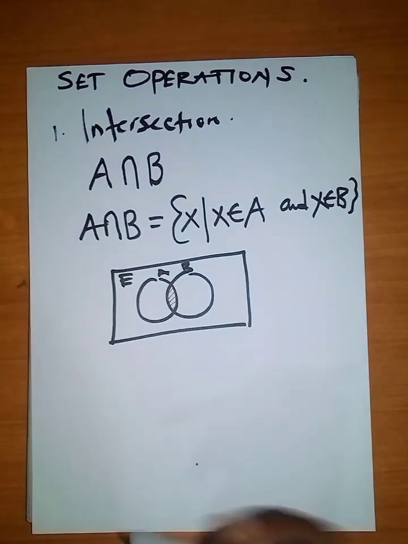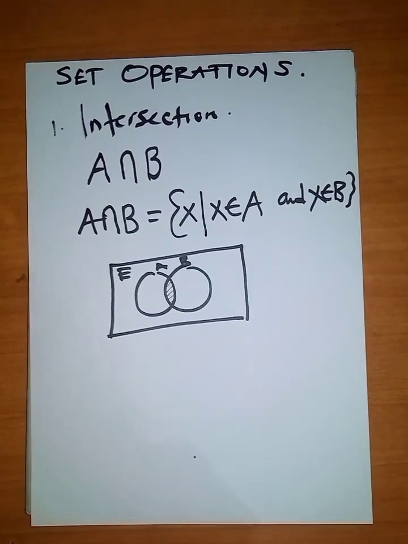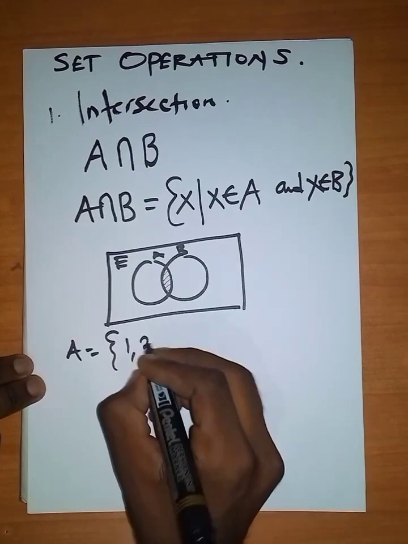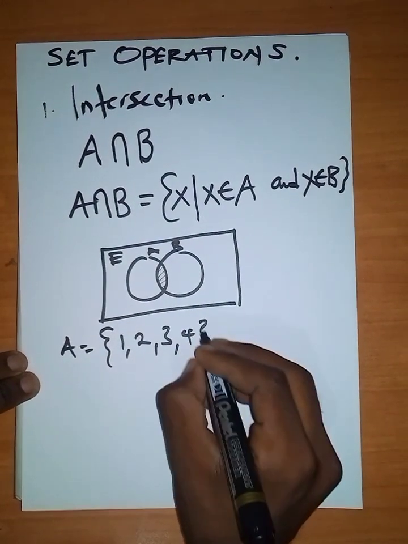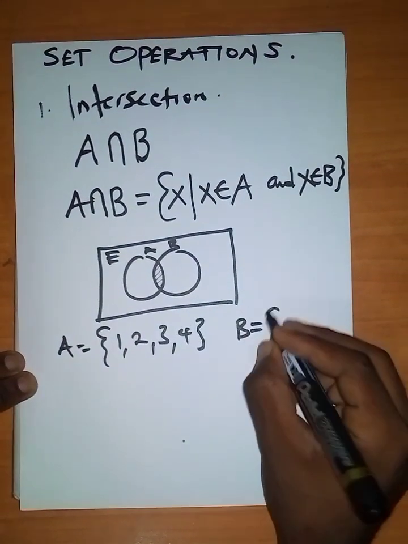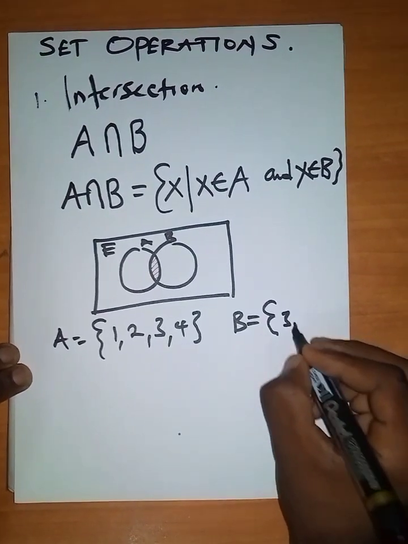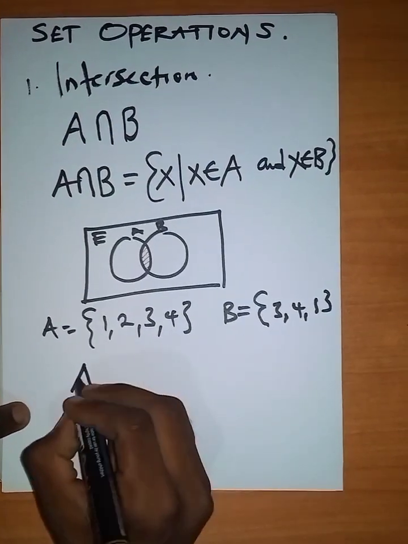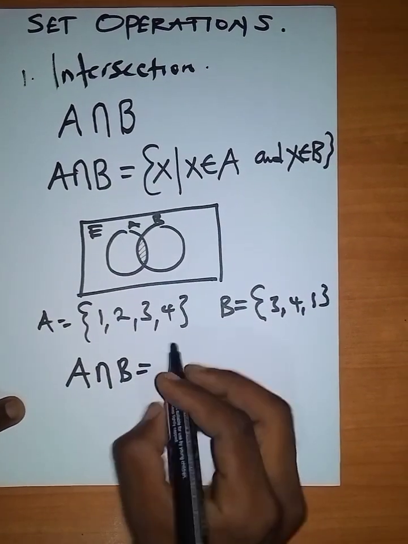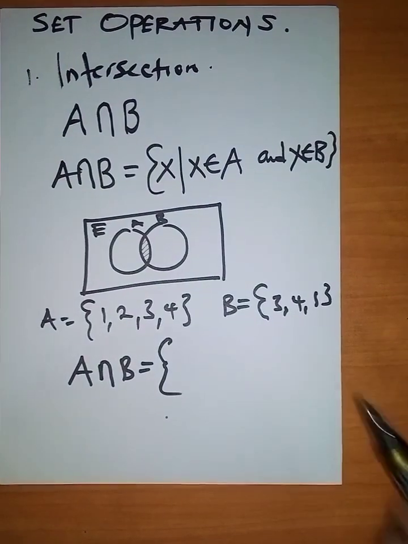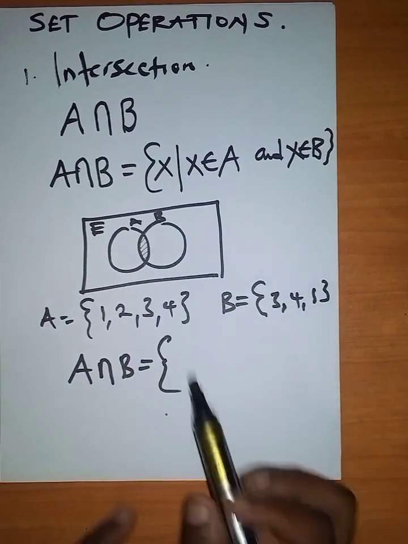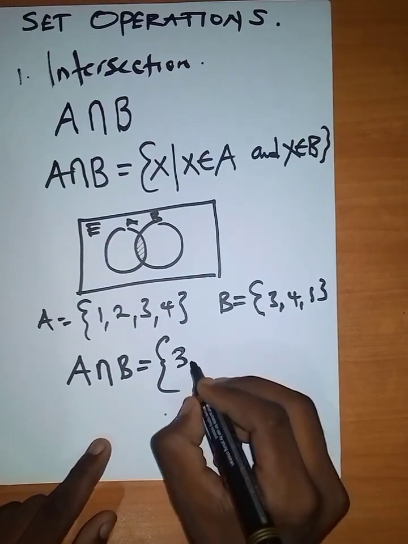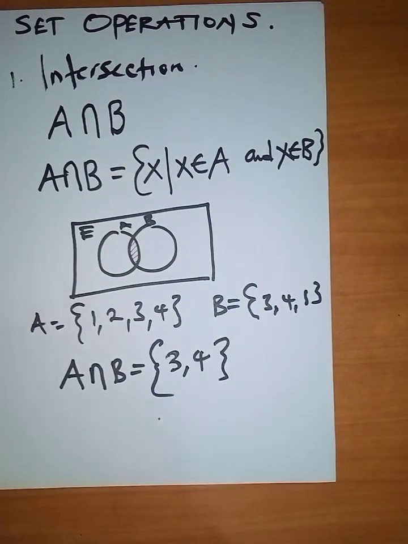So now let's look at an example. Let's suppose we've got set A, which contains elements 1, 2, 3, and 4, and set B which contains elements 3, 4, and 5. If we look at A intersection B, we are looking at elements that are found in both sets, and from set A we can see that we've got 3 and 4, and from set B we've got 3 and 4. So 3 and 4 are common in both sets.